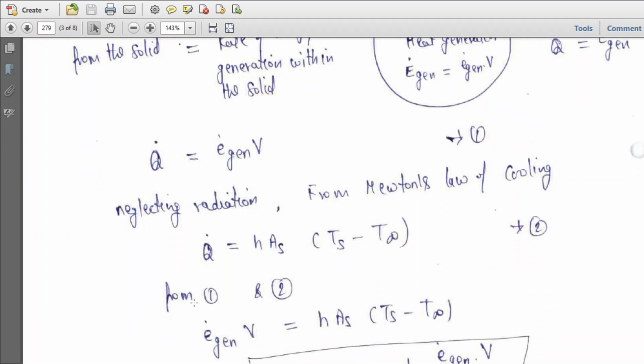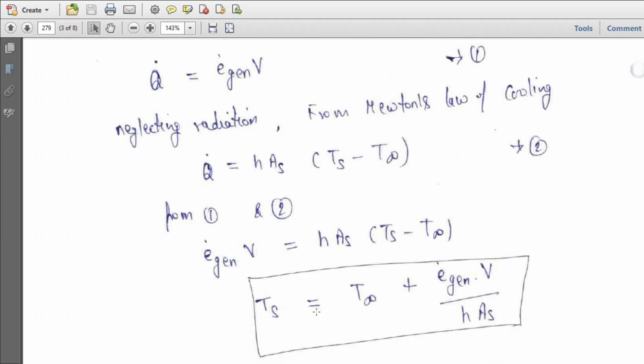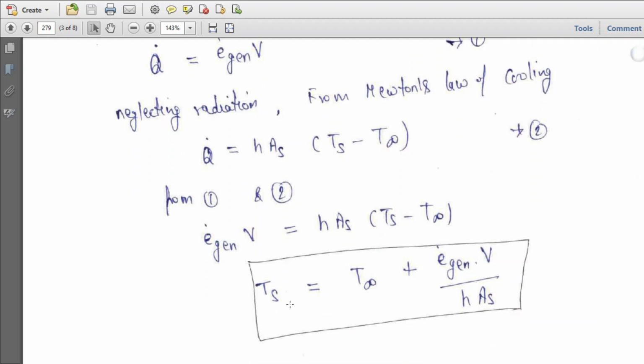At the same time, we are neglecting the radiation. From Newton's law of cooling, we can write Q dot equal to h As (Ts minus T infinity). So Q dot is E dot generation into V. Substituting here, we can get the expression for Ts, the surface temperature of any solid: T infinity plus E dot generation into V divided by h into A. Now this general expression is applicable for rectilinear figures, cylindrical figures, and spheres.